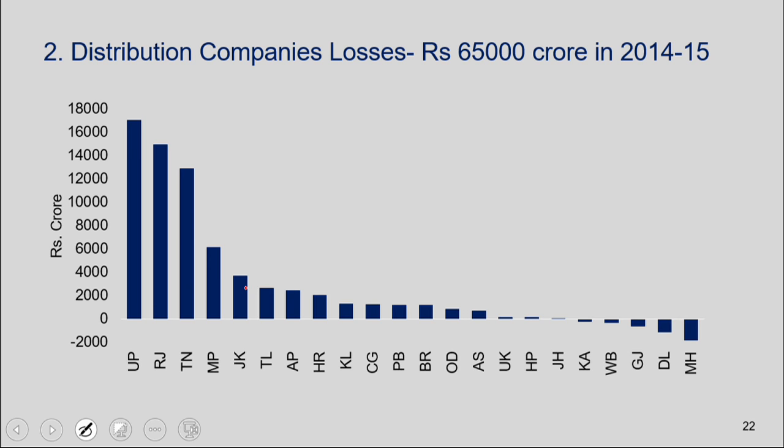Have we come to 22 yet? Okay, what is the doubt, sir? Sir, this distribution company losses are there. On the right side you will see Gujarat, Delhi, and Maharashtra, they have got negative. What exactly does it mean? They're making small profits. No, but distribution companies, at least I know in Delhi, they have also got these AT&C losses, and they are now trying to reduce it to 11%. Presently, 16 to 17% of losses are there in the distribution. This is 2014-15 data.